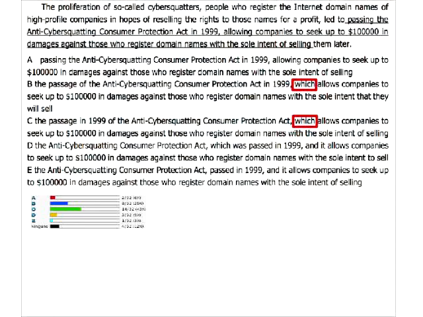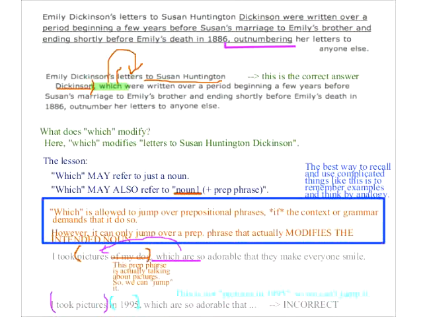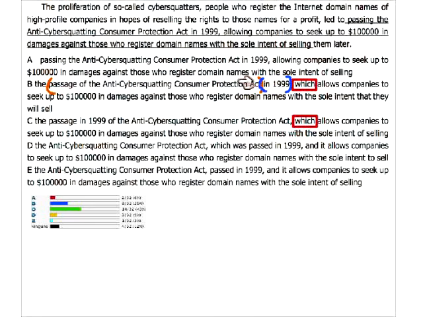On the other hand, the problem with choice B is that in 1999 is not, you don't have an act in 1999. So this is a thing, but this is something else. So you can't jump this prepositional phrase. This is not allowed. This is kind of like saying I took pictures in 1995, which you're not allowed to do unless you're trying to modify 1995. Like, if you say, I took pictures in 1995, comma, which was the last year I was in town, then that's fine, because then which is modifying 1995. But here, it doesn't work, because it's not this act in 1999. It's they passed this act, and then this is another description. So this is a jump that you're not allowed to make.